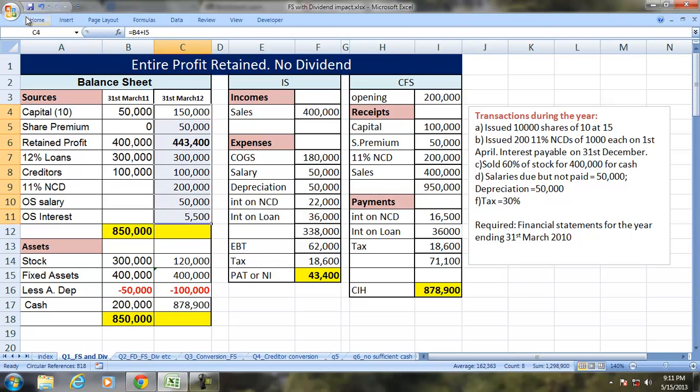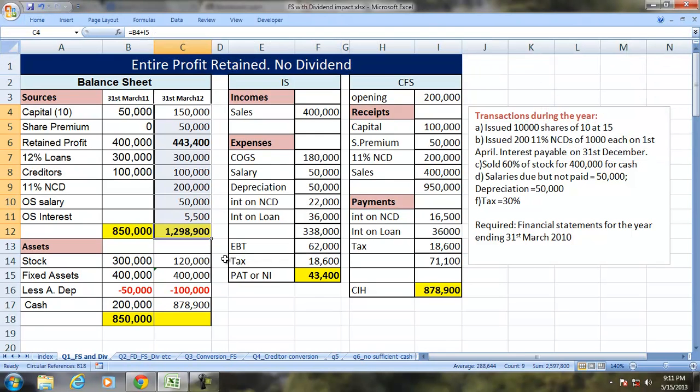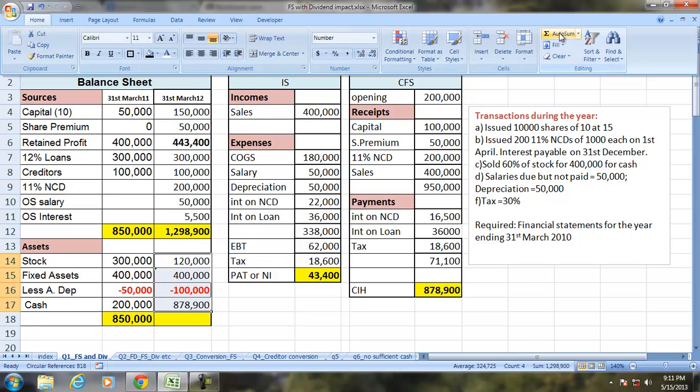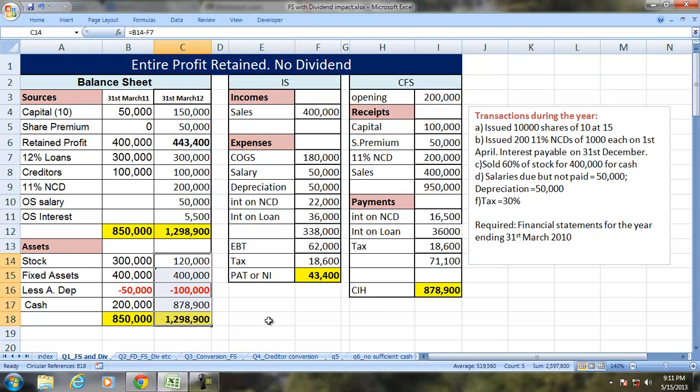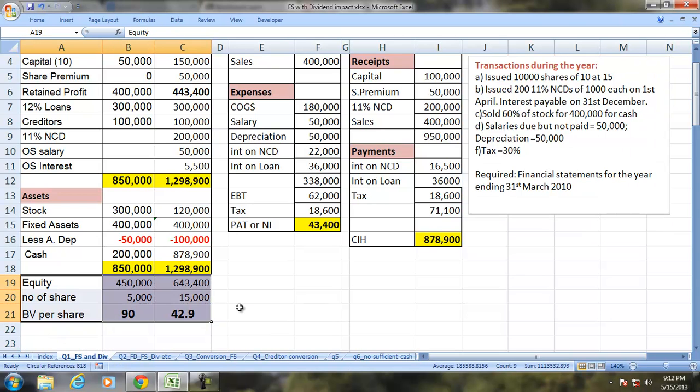So the total sources of the business as on 31st March 2012 is 1.2 million, and total assets should also be equal to 1.2 million. So when no dividend has been declared or distributed, in other words, when entire profit is retained, the retained profit increases to the extent of the profit. And we'll now understand the effect of that on equity.